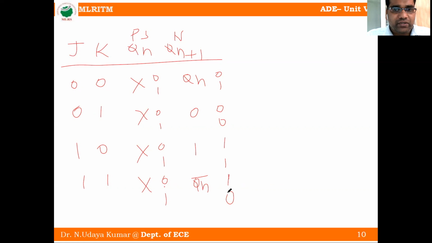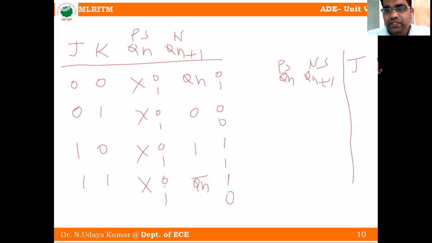From this extended truth table, we can find the excitation table. Okay. So for the excitation table, we have to write Qn and Qn plus 1, the present state and the next state. Then find the mandatory inputs for JK flip-flop. So this one is JK. What are the mandatory inputs?